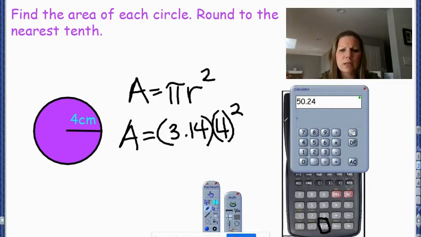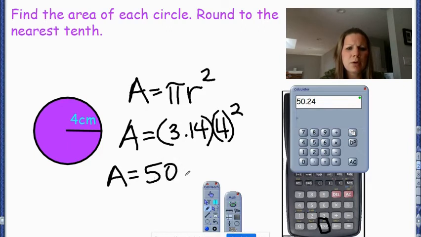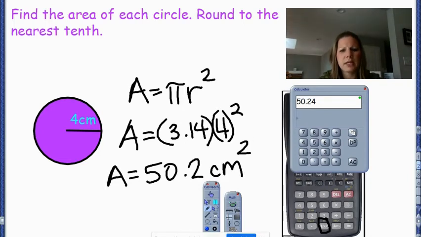Okay, so if I were to round that to the nearest tenth place, this is the hundredths, so I'm going to go out 1 decimal place. So my answer would be 50.2. My unit of measurement is centimeters, and I need to put squared because I'm referring to area. So the area of the circle is 50.2 centimeters squared.